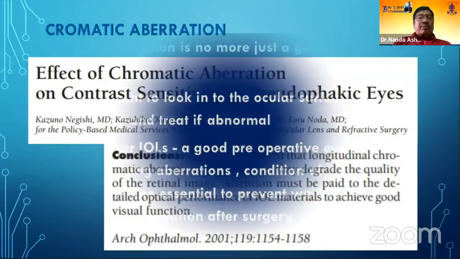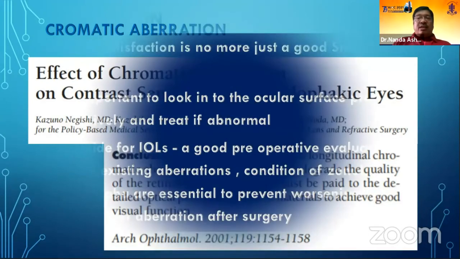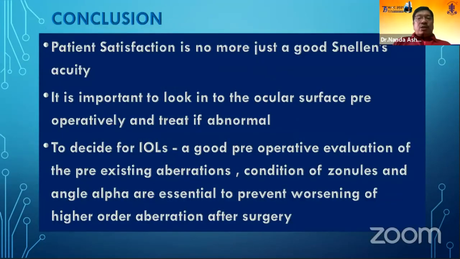So to conclude, patient satisfaction is not just a good Snellen acuity. It is important to look at the ocular surface preoperatively, and to decide on the IOL, look into the preoperative aberrations and choose the appropriate IOL, look into the condition of the zonules, look into the angle alpha, and make sure not to worsen the aberrations following surgery.